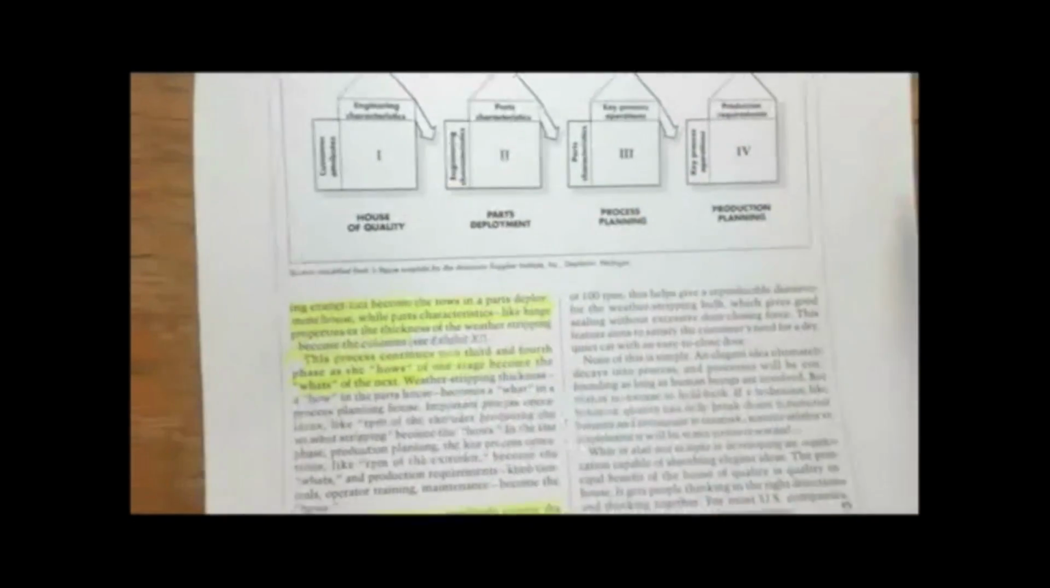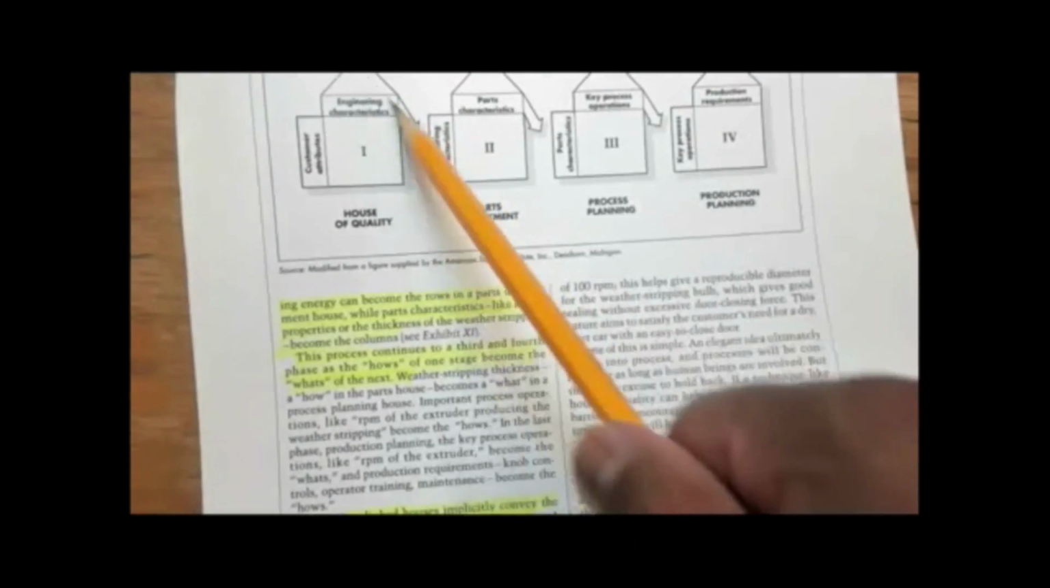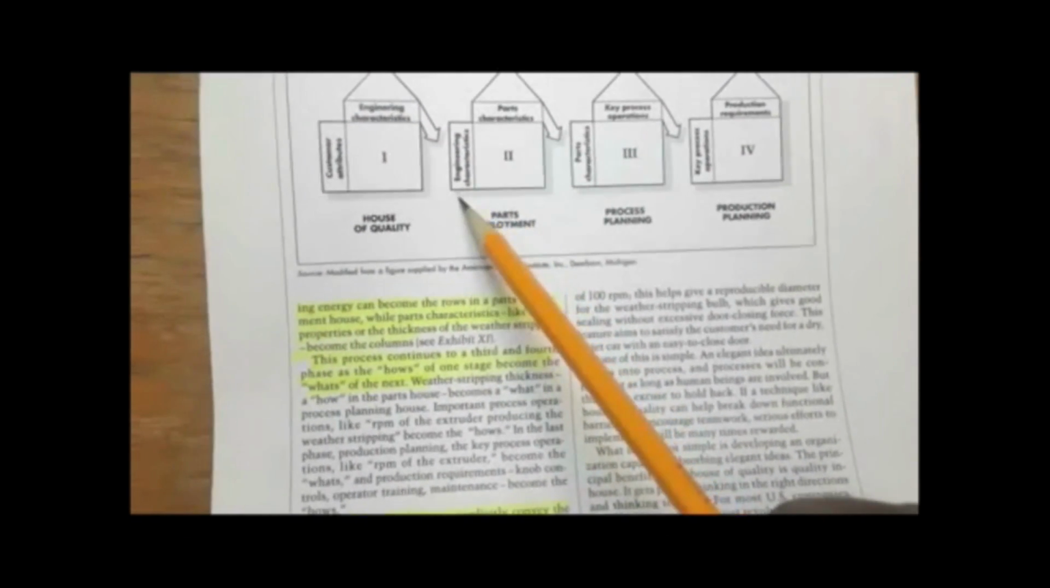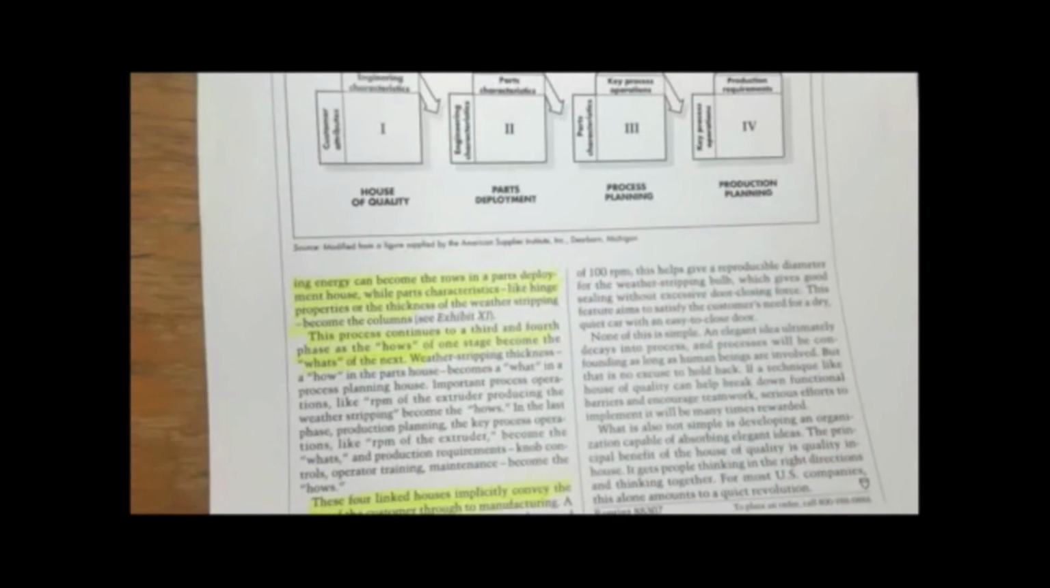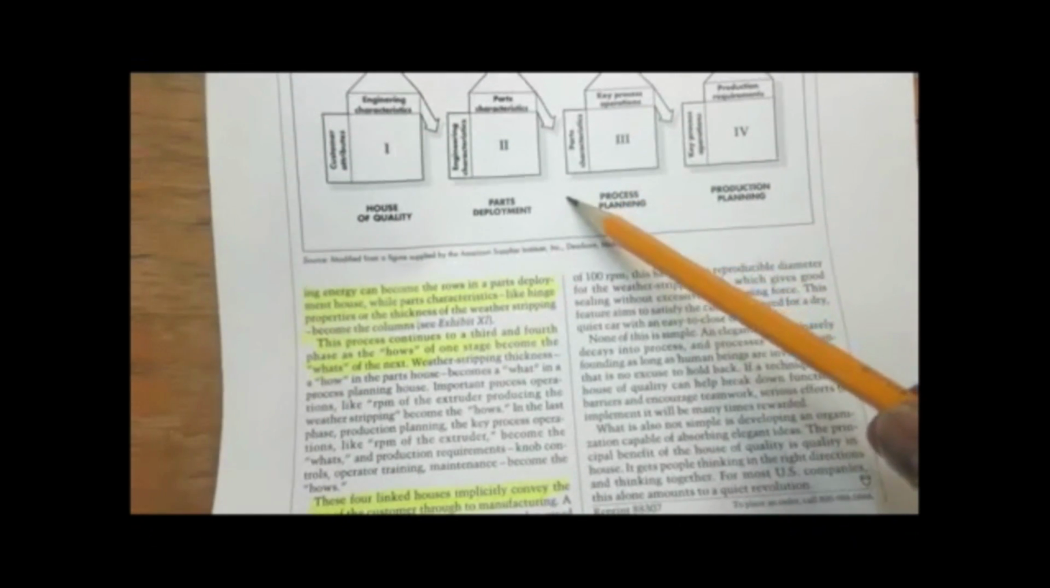We then have a whole bunch of matrices. In the next matrix, we take the output from the first matrix, which is engineering characteristics, and then correlate it to part characteristics. That's the actual part design. And then we take the part characteristics and correlate them to process operations or process characteristics. Then the process characteristics are translated into production requirements. So what we do is we make sure that the voice of the customer is heard all the way through, to engineering characteristics, to product design, to process design, and then to the actual production.